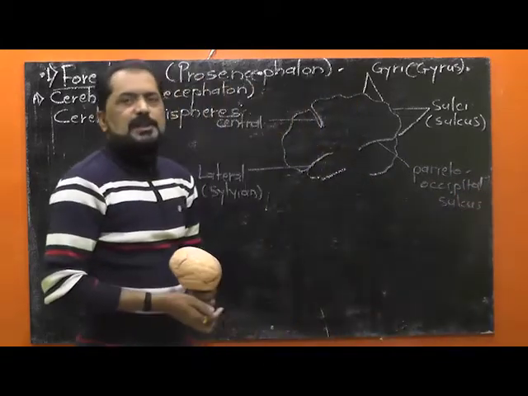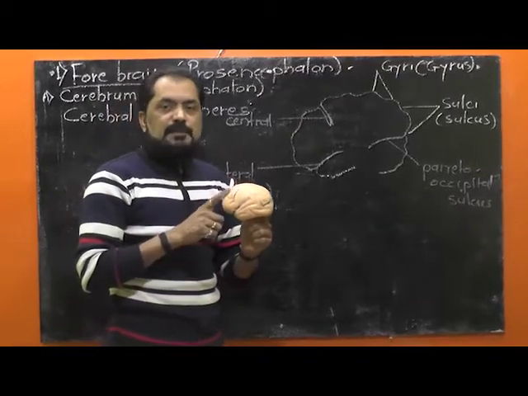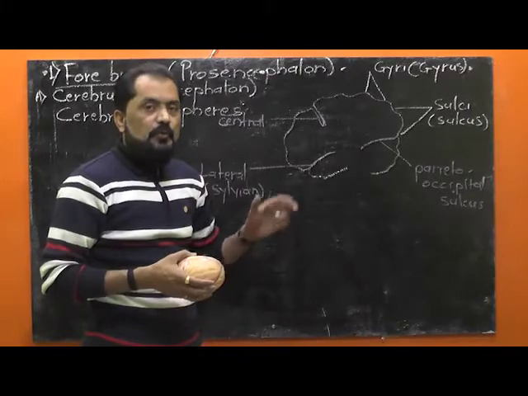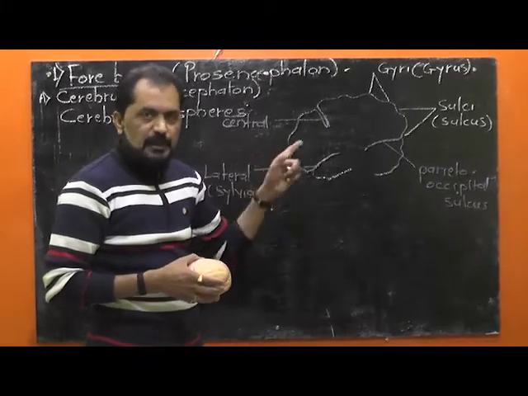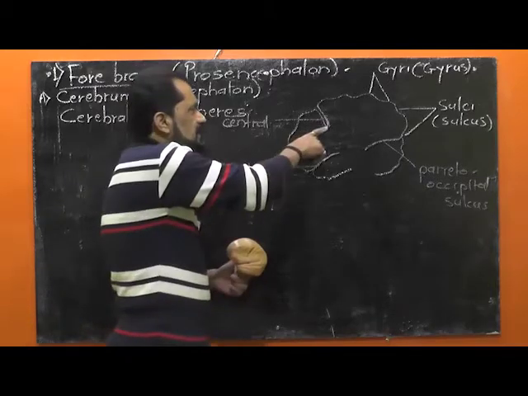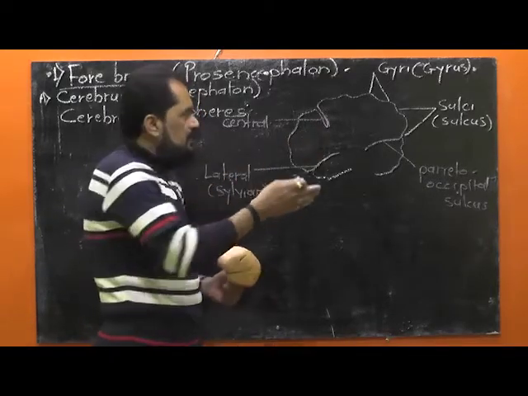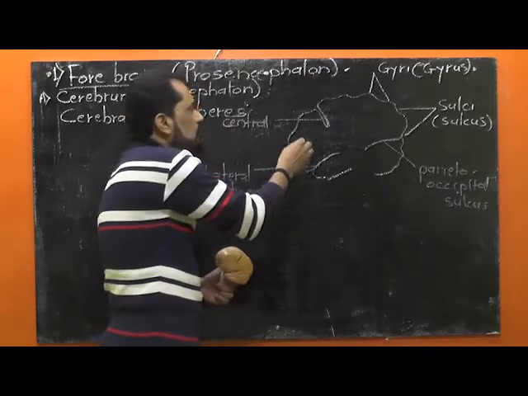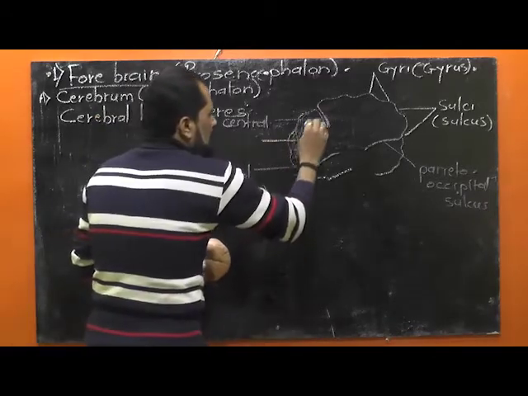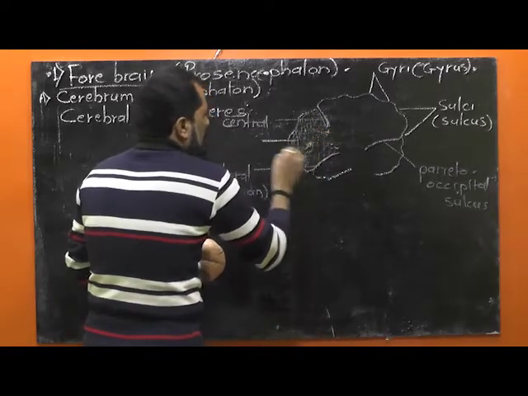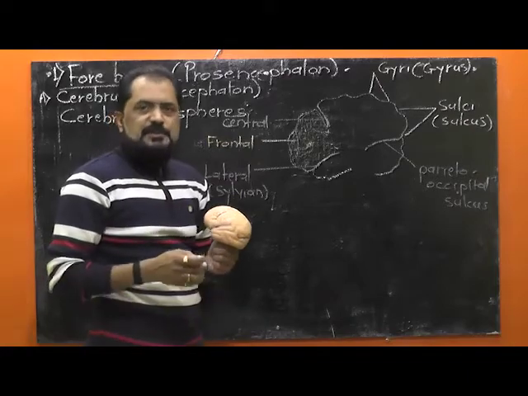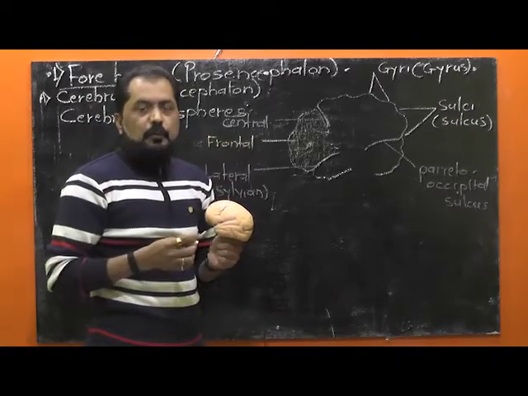Because of these three sulci, each cerebral hemisphere further gets divided partially into four major lobes. Let us see them in the diagram as well as in this model. The central sulcus demarcates the front lobe, known as the frontal lobe. Here is the frontal lobe. It is located just behind our forehead.